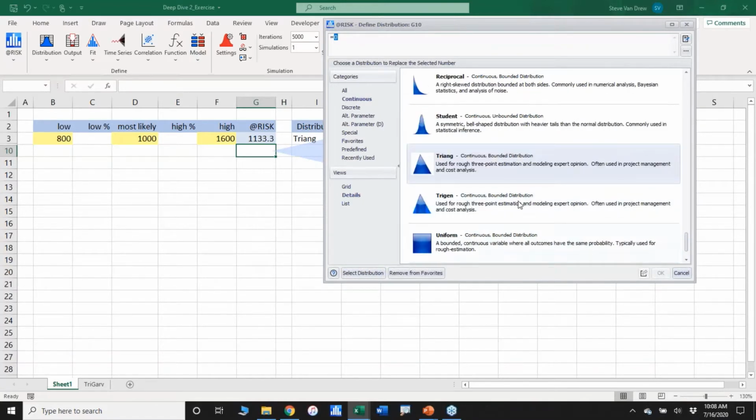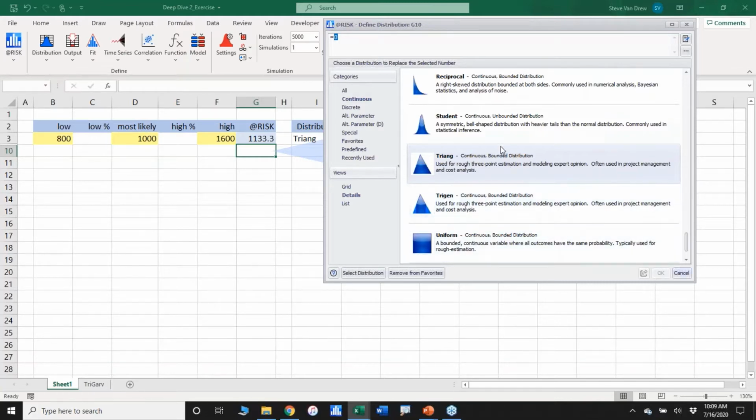And if I come down to triangular, this is a little new for this dialog box. It gives us a real brief interpretation of when you might use the triangular. It tells us it's for continuous variables. It is a bounded distribution, meaning that neither the min nor the max shoot off to positive or negative infinity, so that it has an absolute bound at both the lower and the upper end. It says it's used for rough 3-point estimation, which is what we're doing. Modeling expert opinion and project management cost analysis are frequent areas of application for this. Sounds like exactly what we need to do.